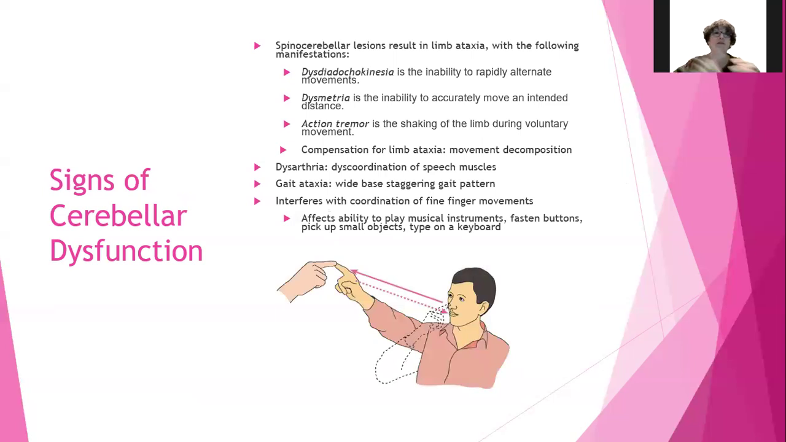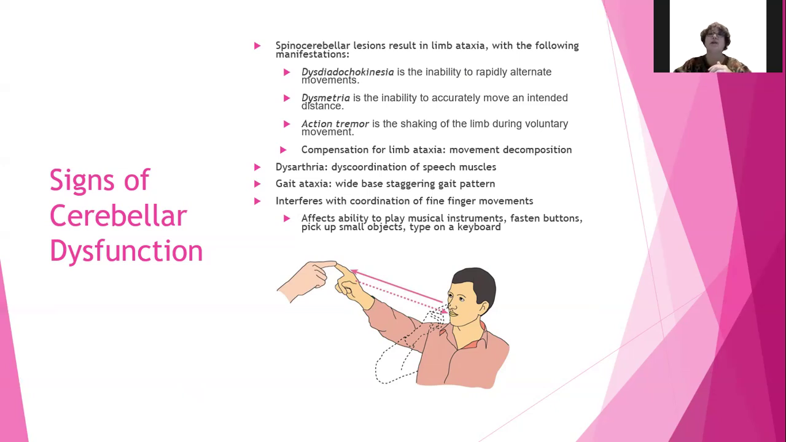So spinocerebellar lesions can result in limb ataxia with the following manifestations. Dysdiadochokinesia is the inability to rapidly alternate movements, and it's often tested by having someone pronate and supinate their forearms or tap feet alternately. So doing rapidly alternating movements, that's something that we can normally do, but when you have cerebellar dysfunction, you can't do that, and it's called dysdiadochokinesia.